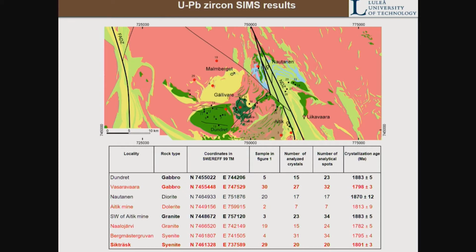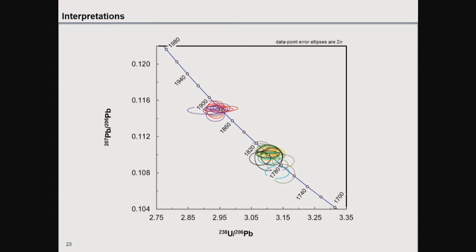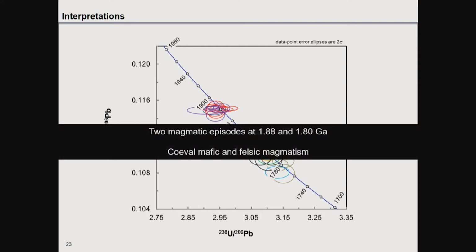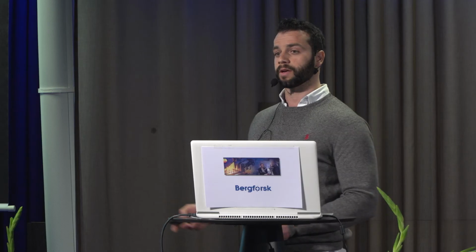And the information in red, also felsic and mafic rocks, formed close to 1800 million years. If we put them on this type of graph, a Concordia graph, we see a really nice split between 1800 and 1900. So this tells us that we had two magmatic events in the Gällivare area.